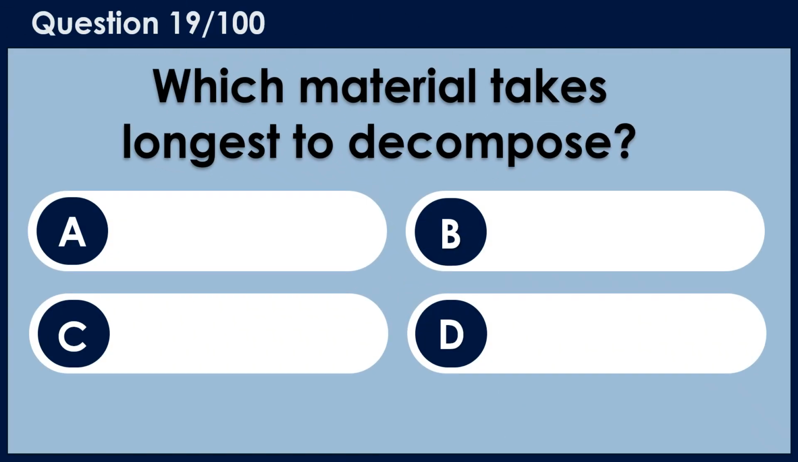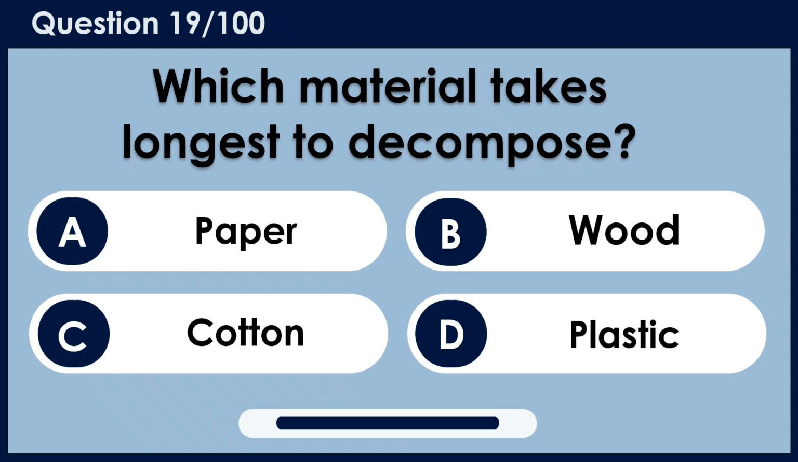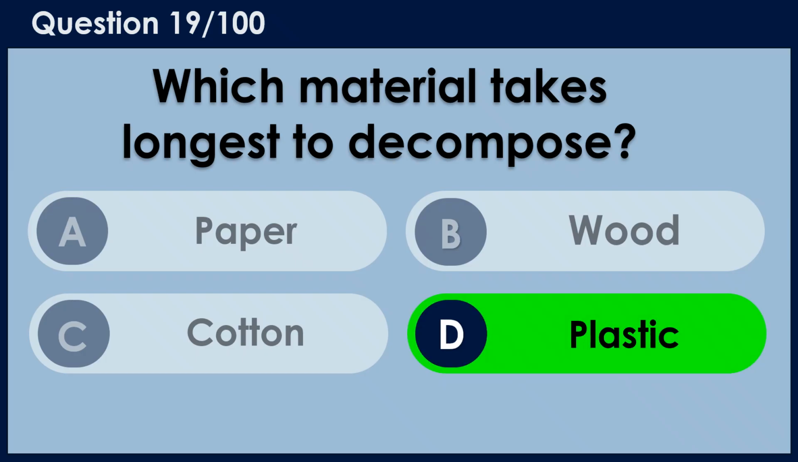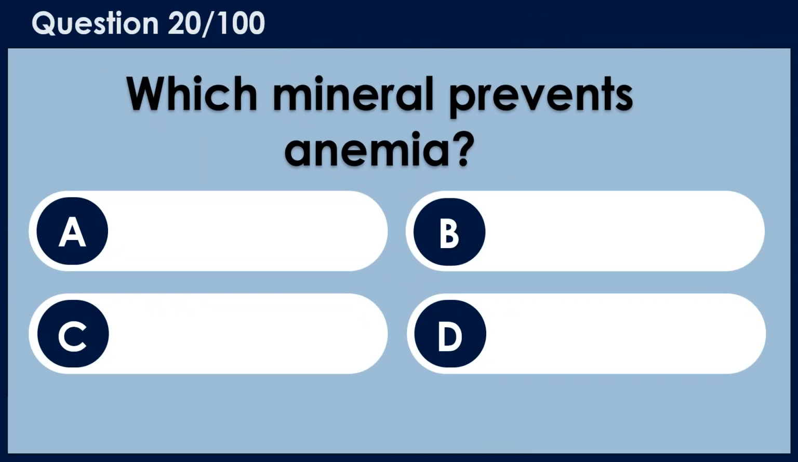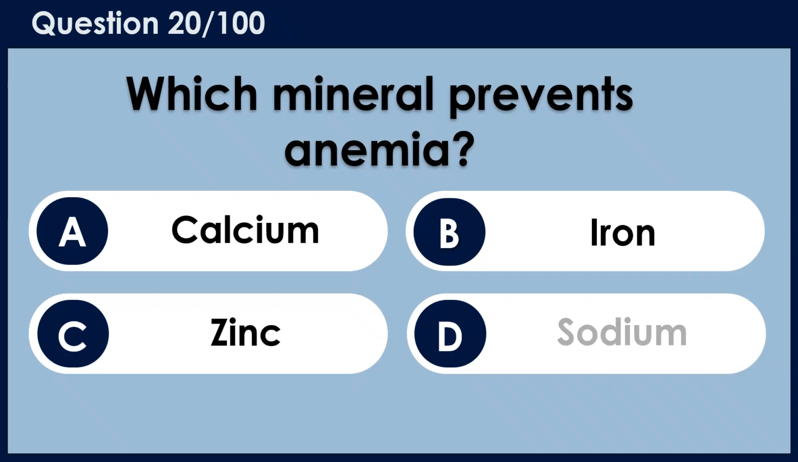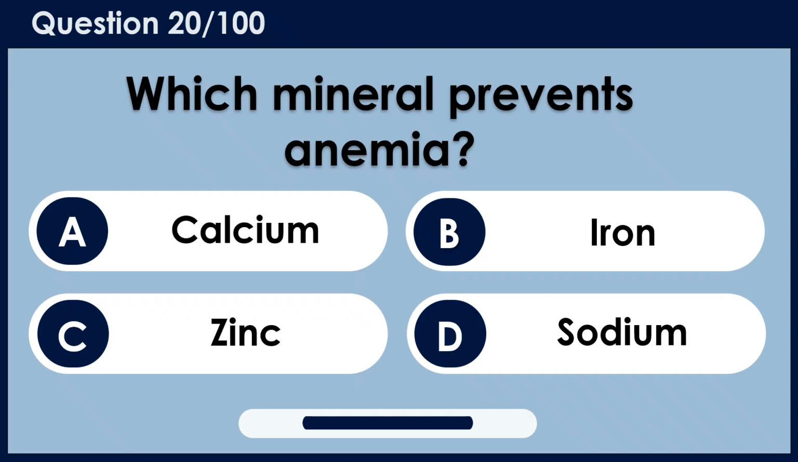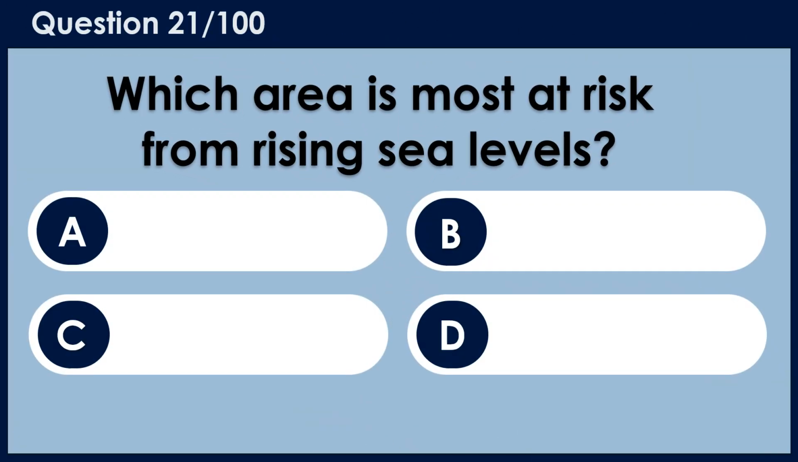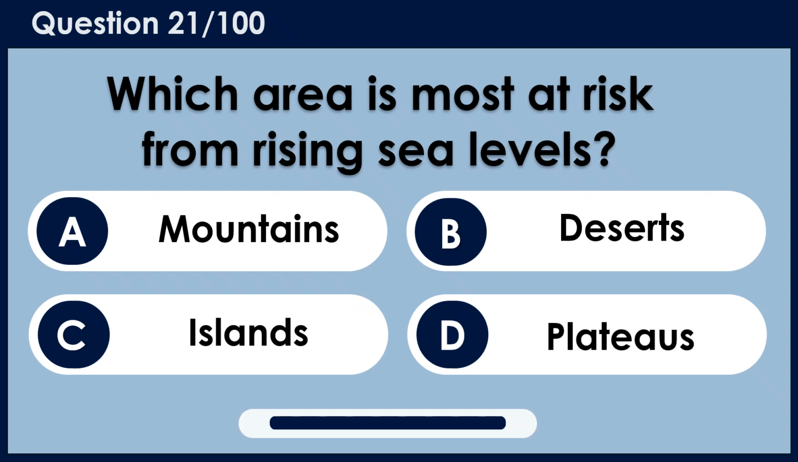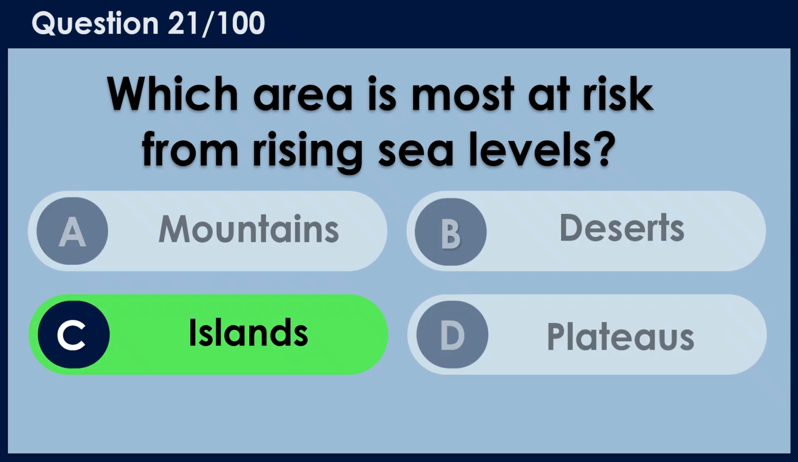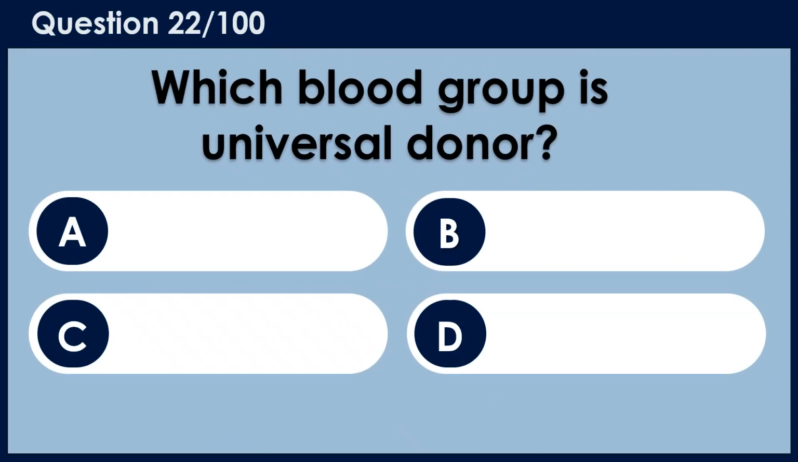Right. Which material takes longest to decompose? Plastic. Which mineral prevents anemia? Iron. Which area is most at risk from rising sea levels? Islands. Which blood group is universal donor?